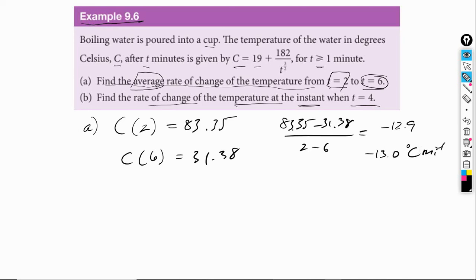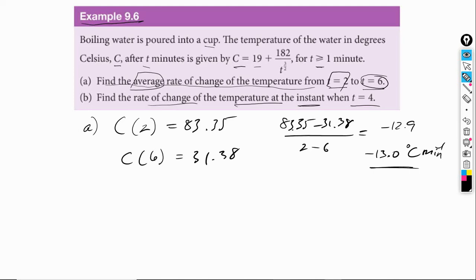Not M, it's got to be MIN because we're talking about minutes. Okay, so it's negative 13.0 degrees Celsius per minute. That means that the temperature is decreasing, which makes a lot of sense because if you pour boiling water into a cup, with time it's going to get colder and colder.